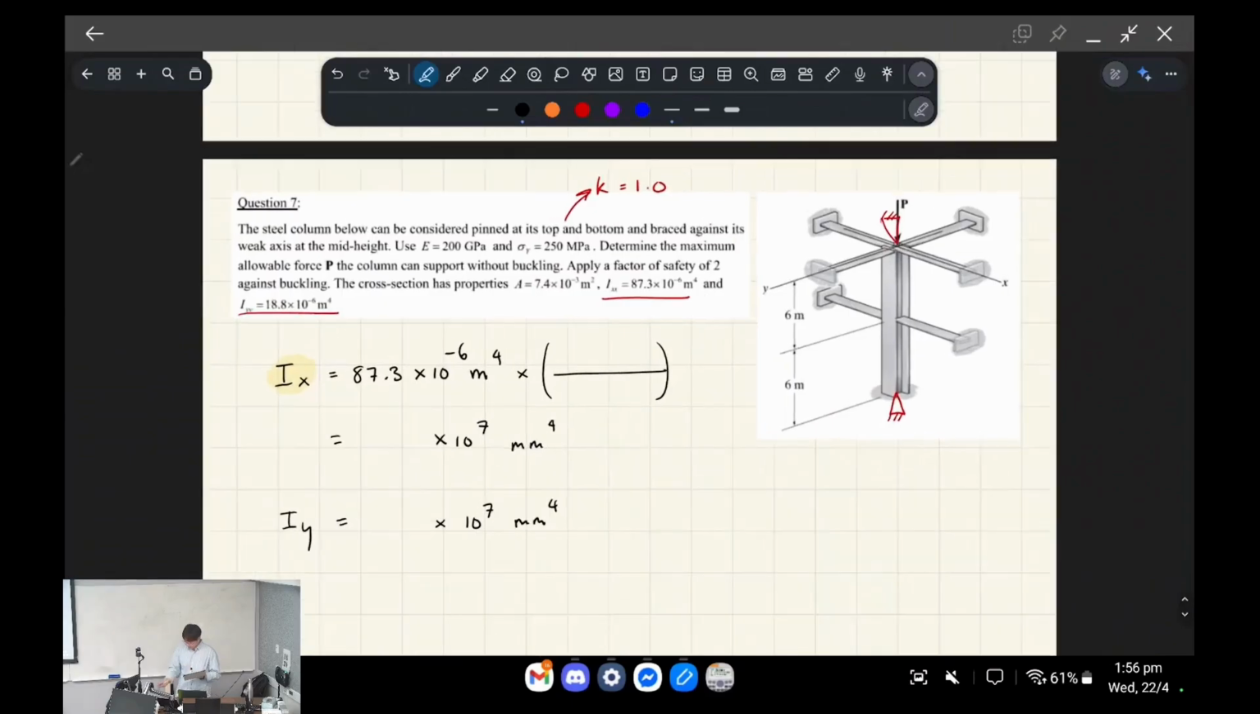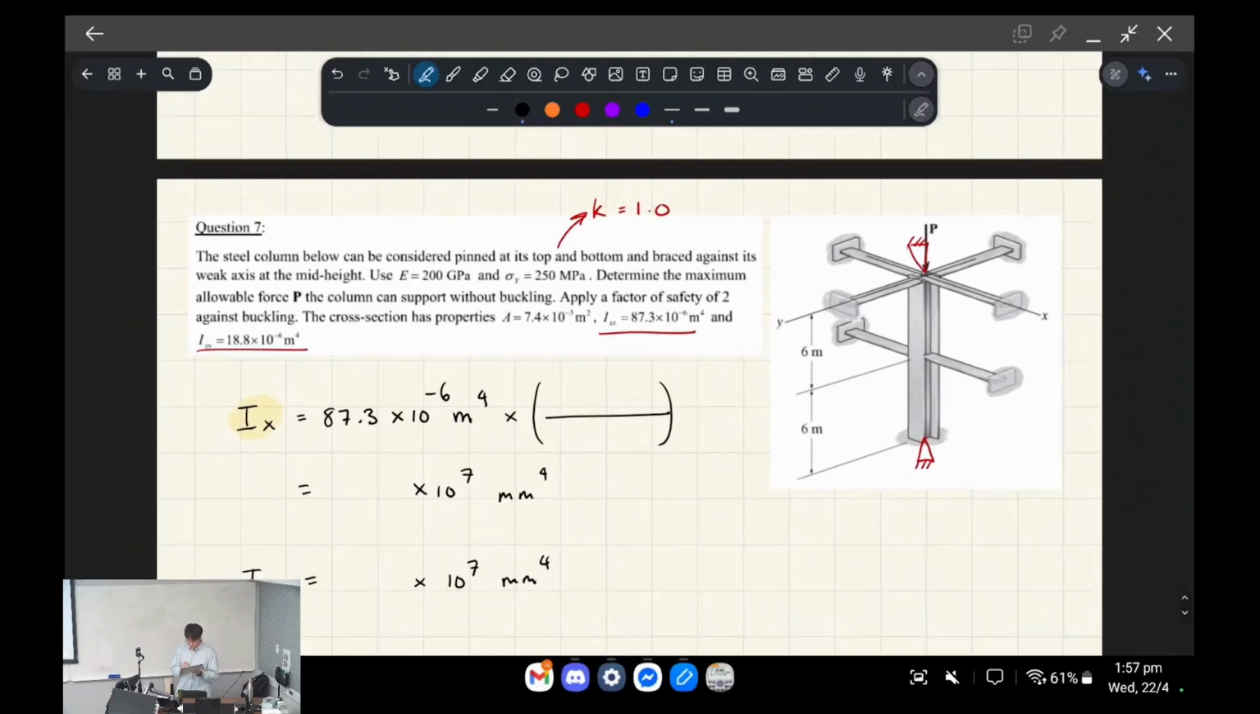All right, another one. So this is what I was trying to show you earlier, right? Just like it says in the question, take the top and the bottom as pinned. So K is just 1. It's steel, so we've got 200 GPa for elastic modulus and let's just say 250 MPa for the yield stress. Determine the maximum allowable force the column can support without buckling and apply a factor of safety of 2 against buckling, okay?